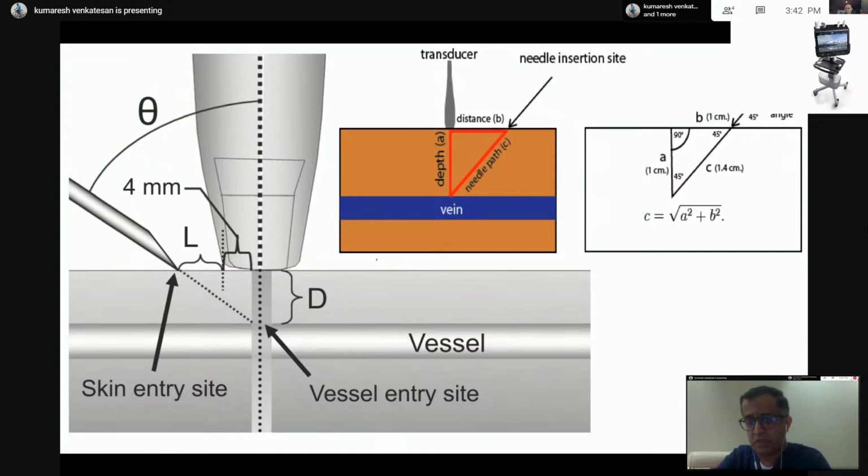So just to repeat, it's just the depth from the skin to the point of entry to the vessel. You use that distance to decide where you make a skin puncture. So from the midpoint of the probe to the point where you make the skin puncture. This is more applicable when you're doing a short axis out of plane method.